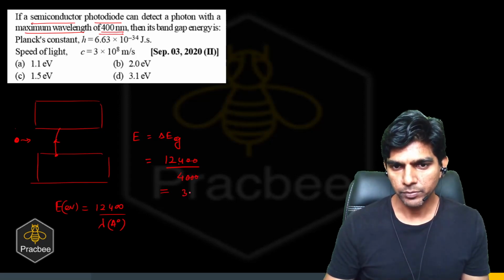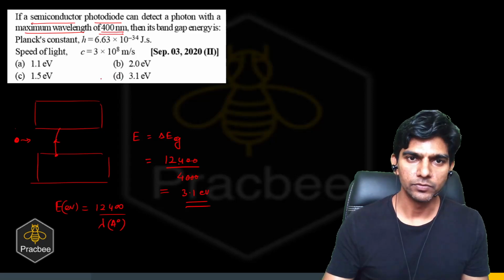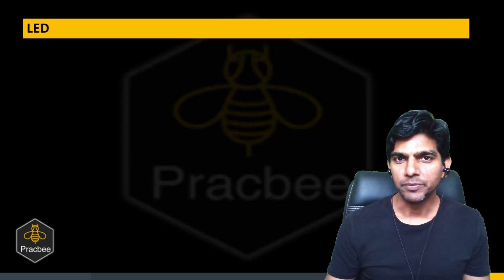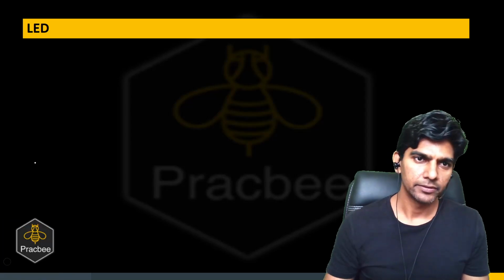So we are getting 3.1 electron volt. So that is the answer of this question. Okay, now let us see another type of diode that we use, and it is LED.